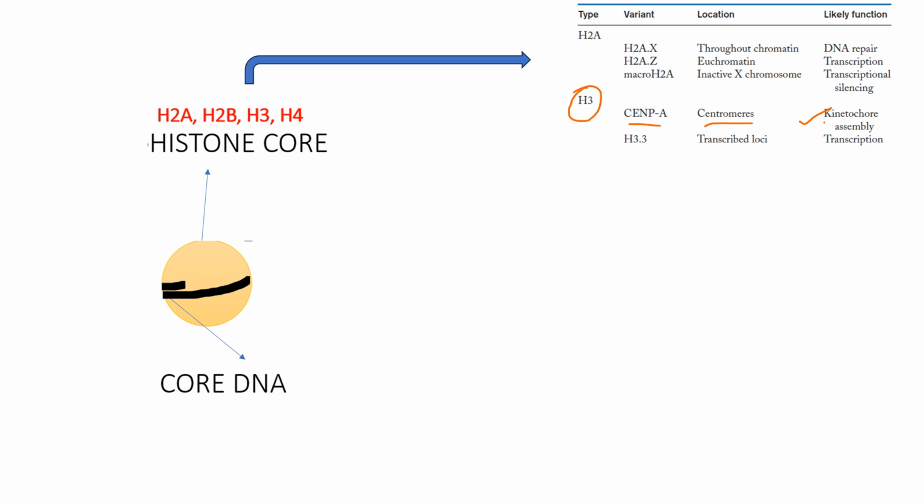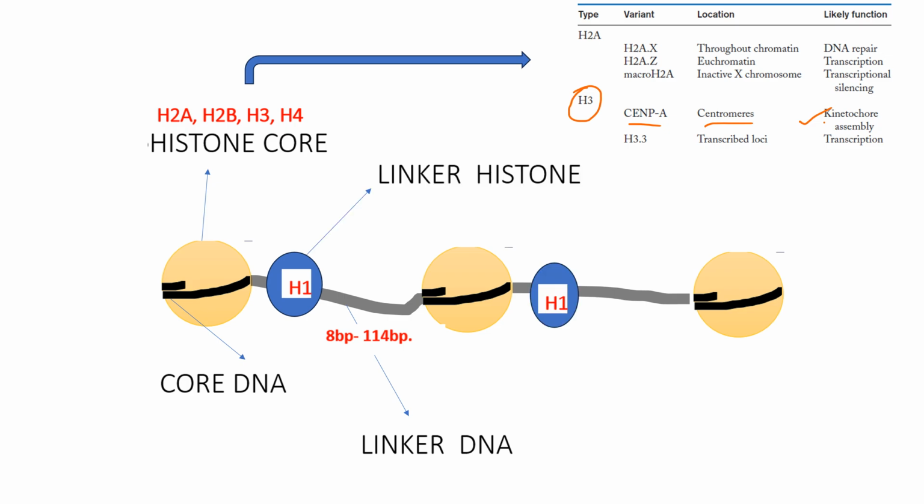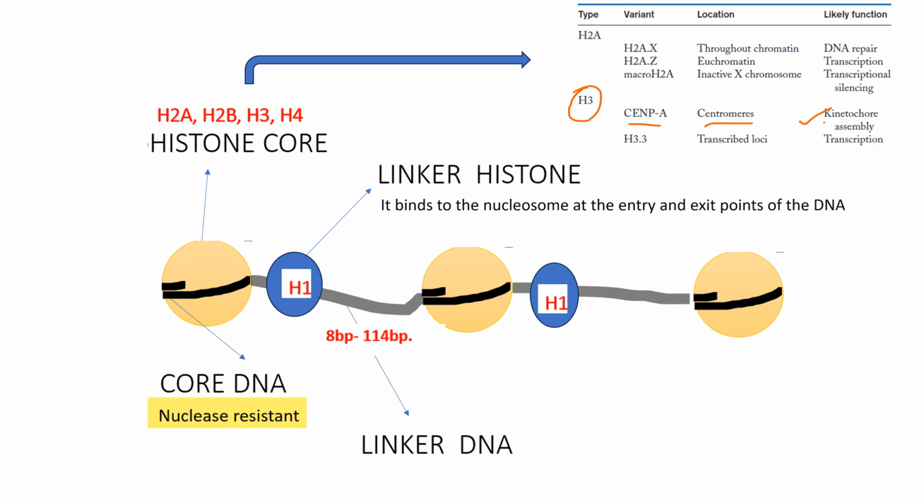One nucleosome core is connected to another with the help of linker DNA, which is around 8 to 114 base pairs in length. The histone that is associated with the linker DNA is H1 histone and is therefore known as linker histone. It binds to the nucleosome at the entry and exit points of the DNA and stabilizes the complex. It is believed that the core DNA is nuclease resistant and the linker DNA is susceptible to nuclease attack.